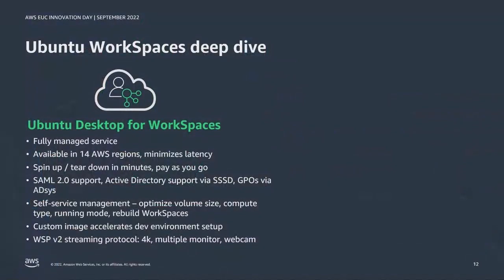Over to you, Gekai. Thank you, Stephen. Yeah, so now let's take a closer look at Ubuntu Workspace features. So as I mentioned, Ubuntu Desktop for Workspaces is a fully managed service. It's available in 14 AWS regions, so that you can pick the one that's close to you with the minimum latency. And you can spin up and tear down instances just in minutes and pay as you go.